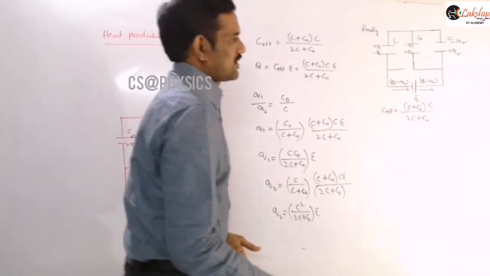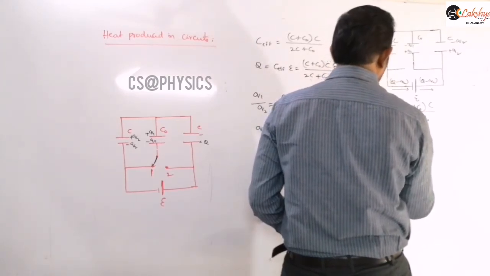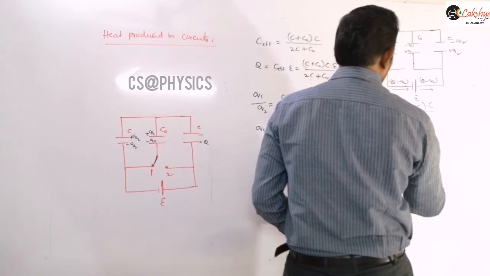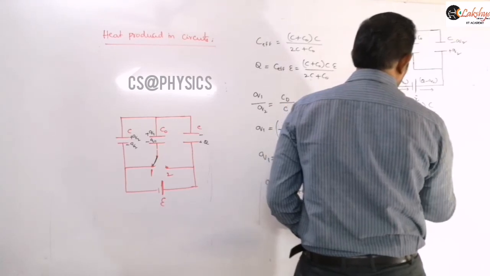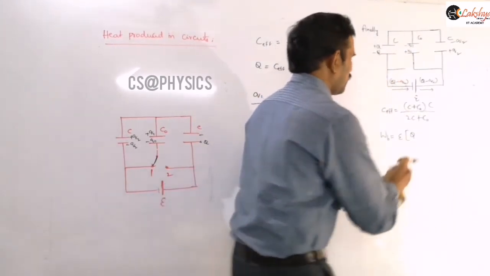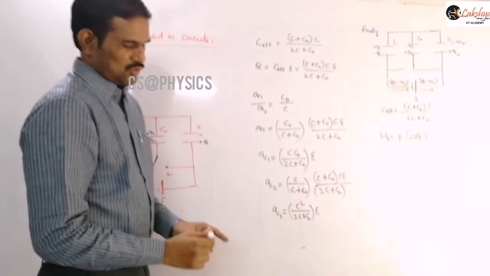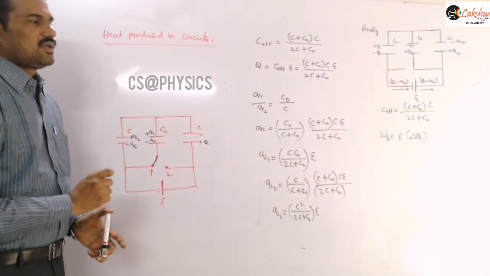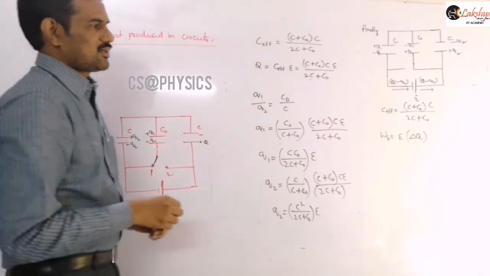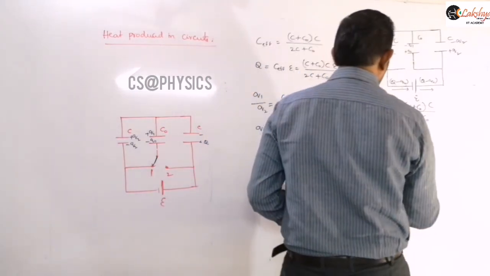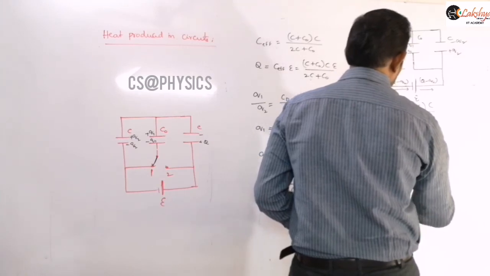Now you can write the work done by the battery as E into Q final, or the charge flowing, that means delta Q I can write directly, the charge flowing through that cell. If you write Q final minus Q initial, you will get confused here. So the charge flowing through the cell is delta Q, and this delta Q is nothing but Q minus Q2.